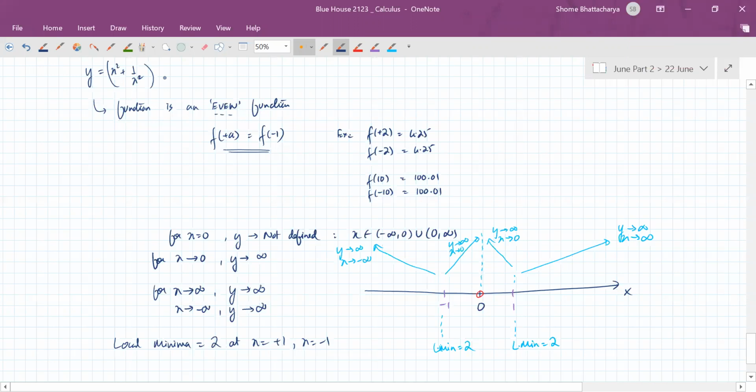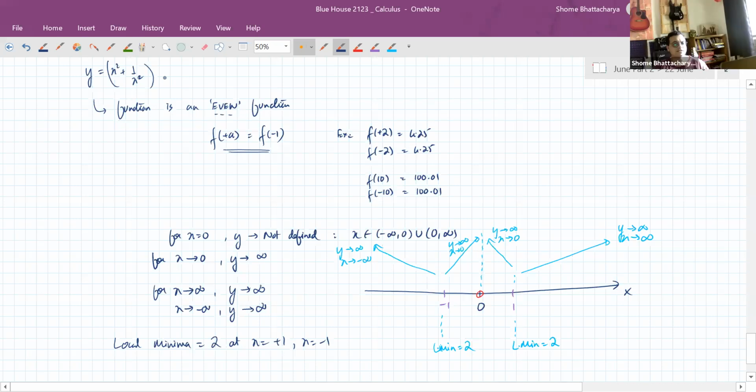So can't we say x tending to 0 is the global maxima? Yes, global maxima is infinity. So it is both at x tending to 0 as well as at x tending to plus minus infinity. But it is not a local maxima point. So local maxima, as far as that is concerned, does not exist. There is no peak point. When we draw the graph, we will see there is no peak point in the graph. But there are two dip points.